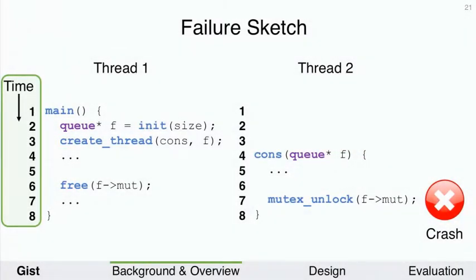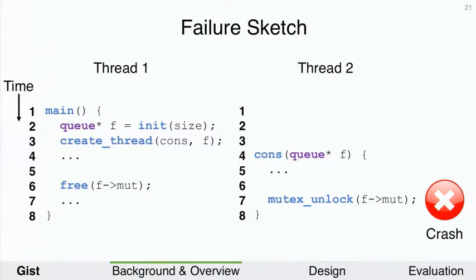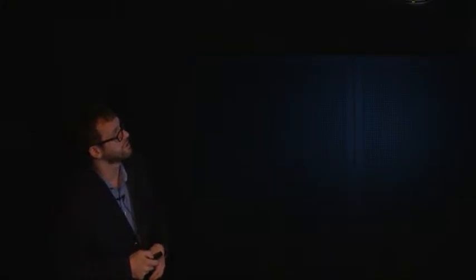In this representation, time flows downward, and the steps in an execution are enumerated along that flow of time. The failure sketch shows the statements from two threads that are related to the failure and their order of occurrence with respect to the enumerated steps. Now, I'd like you to look at this representation and perhaps tell me what the bug in this program is.